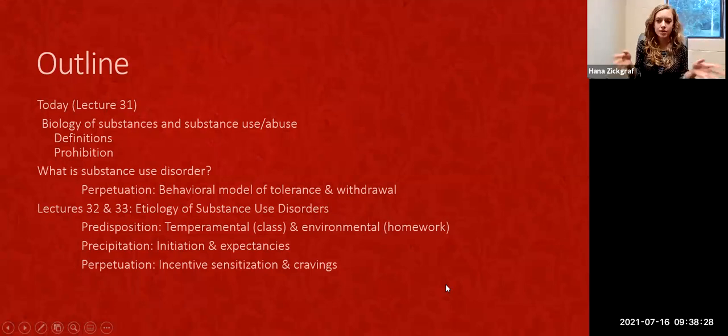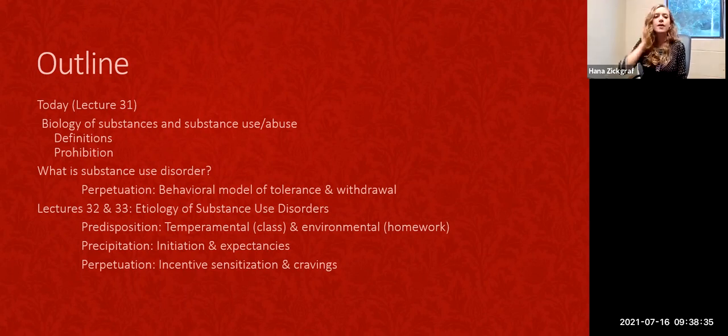So in this lecture, lecture 31, I'm going to go over some of the biology of the substances that are considered drugs of abuse, and talk a little bit about the history of how we classify and understand those drugs. The piece of the etiology that I'm going to talk about in this lecture has to do with the perpetuation of substance use. So a little bit of history about changes in our diagnostic criteria for substance use disorders, and a little bit of cognitive psychology and biology about where tolerance and withdrawal come from.